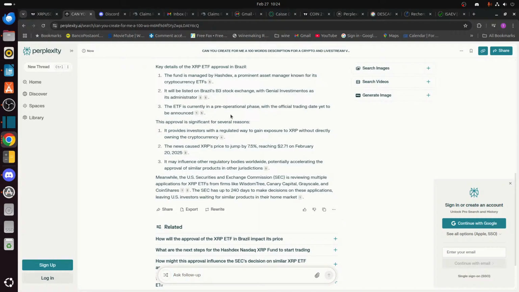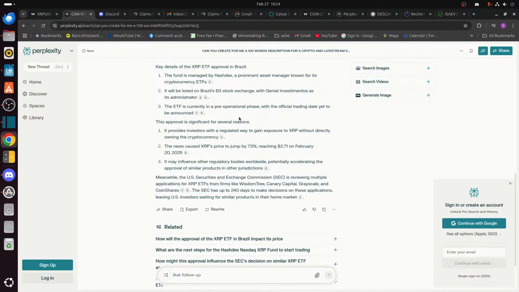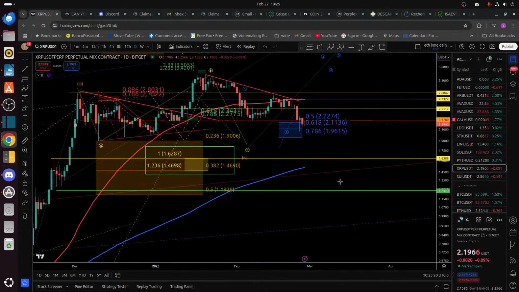With the official date yet to be announced. So it looks like it's pre-approved or approved, which is significant. Okay, so that's amazing. So if Brazil already starts to have an XRP ETF, and we all know that the SEC now, because it changed the chairman, is more crypto oriented. Well, I believe now Solana, XRP, Cardano, they will all soon have an ETF approved as well in the US and perhaps even here in Canada.